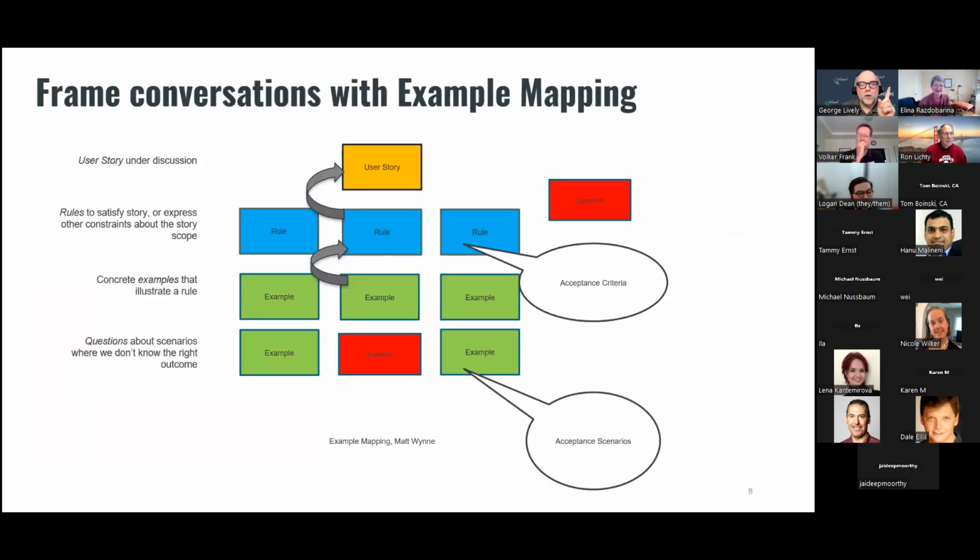Now is the heart of the matter of tonight's talk, and that is using this particular technique called example mapping as part of your BDD process to have that low fidelity conversation and use that to frame the conversation and understand what the heart of the matter is. So what we do is we start up at the top with a yellow orange sticky that is your user story. And then below that in blue stickies are your rules. And then the green stickies are your concrete examples that are used to illustrate the rules. And then pink or red or whatever are questions.